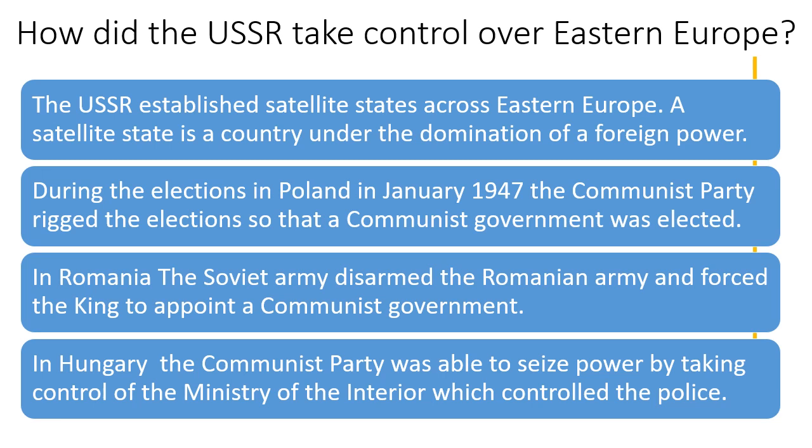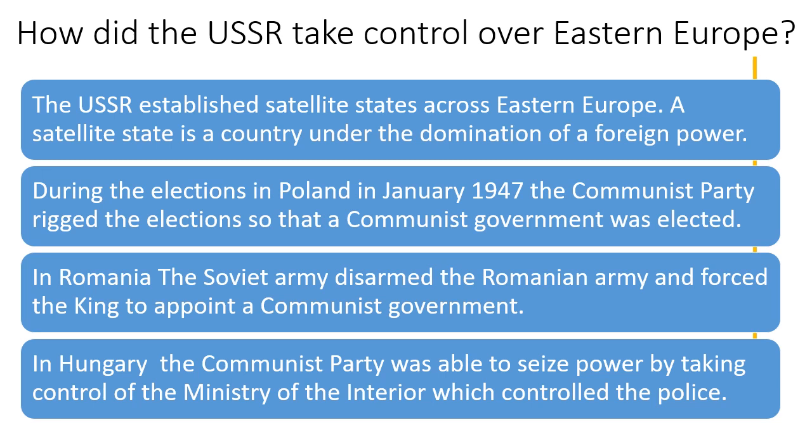So in Poland, there was an election there, looked on the surface to be all fine and dandy. It was rigged. There were ballot boxes stuffed with votes for the Communist Party, so they cheated. Okay. In Romania, they just disarmed the Romanian army for security reasons, they claimed, but then told the king that he had to appoint a communist government, which he was quite a weak leader, and he did. Same in Hungary as well.